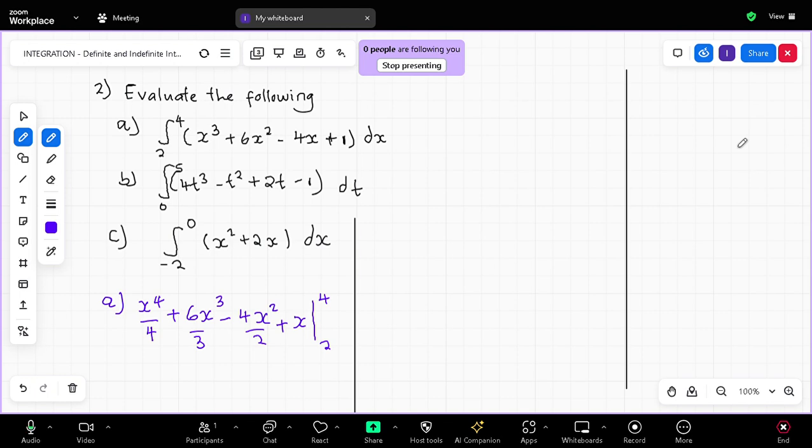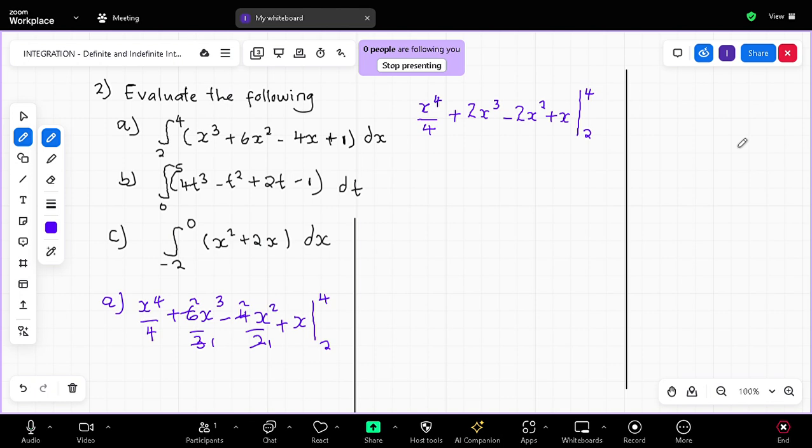Now this can be simplified further to obtain x power 4 over 4 plus 2x cubed minus 2x squared plus x, and it goes from 2 to 4. Now we need to substitute. The upper limit is 4 and the lower limit is 2. So in this given expression, we are going to substitute x with 4, that becomes the upper limit. Then we subtract the substitution of x equal to 2.